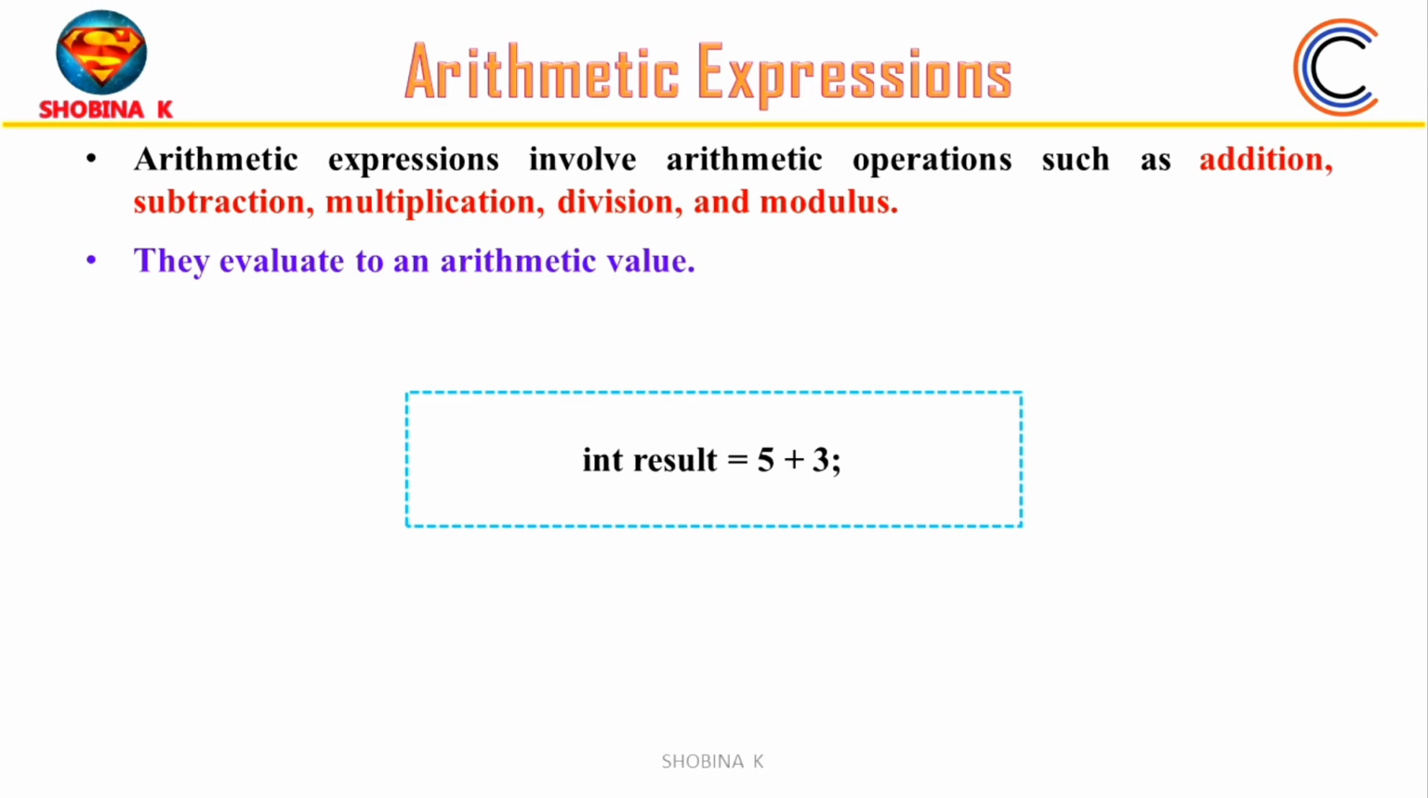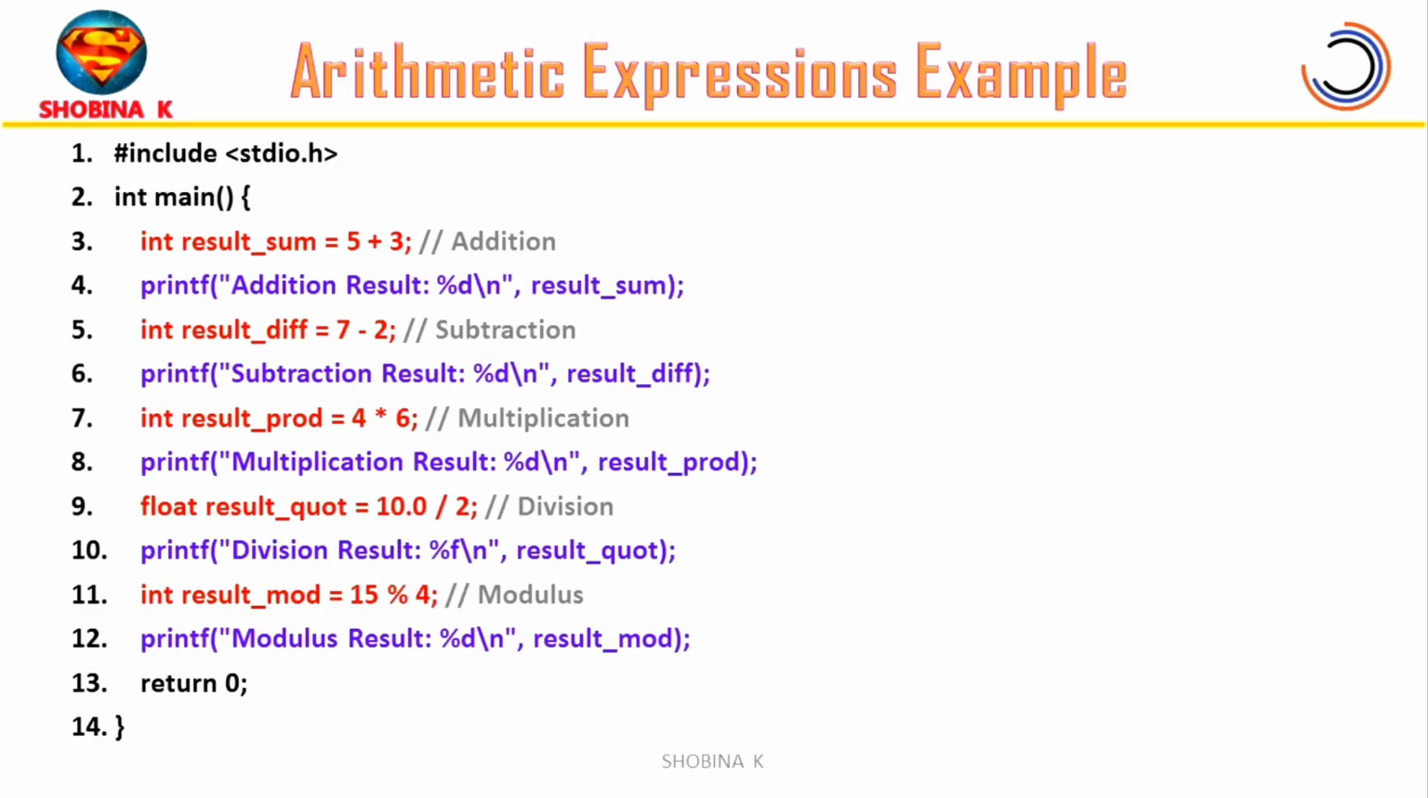Now let's see an example. This program demonstrates the arithmetic expressions in C, which includes addition, subtraction, multiplication, division, and modulus operations. First, include the necessary header files, then the main function, which is the entry point of the program.